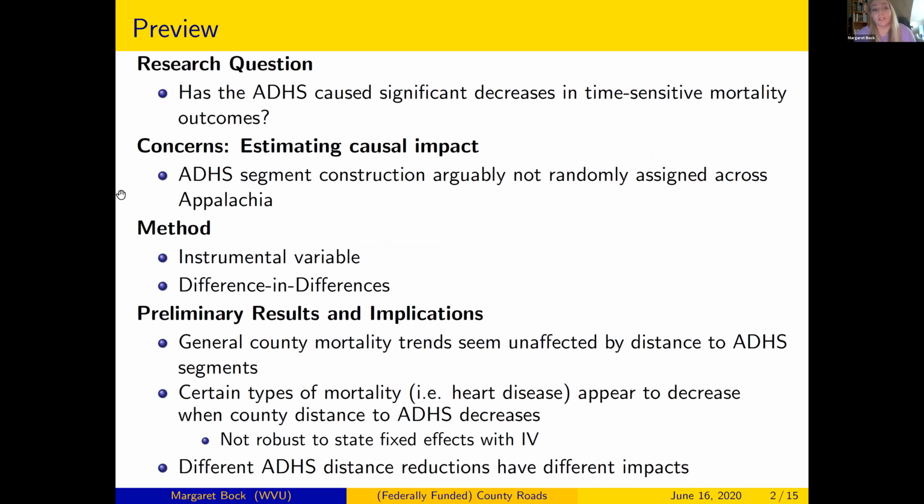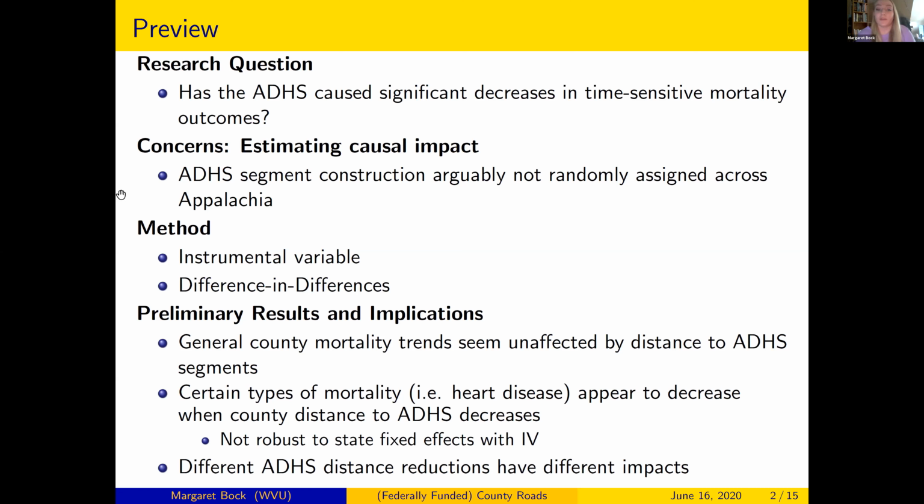And some preliminary results that I'm finding right now is that general county mortality trends, so just total deaths in Appalachia, really don't seem to be affected by distance to Appalachian Development Highway System segments. And it's only certain types of mortality that appear to decrease when county distance to an ADHS segment decreases. In this presentation, I'll be focusing mainly on the results that I'm getting for heart disease.